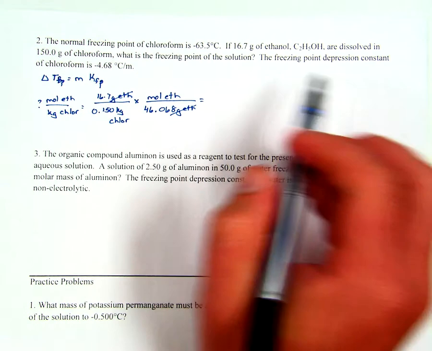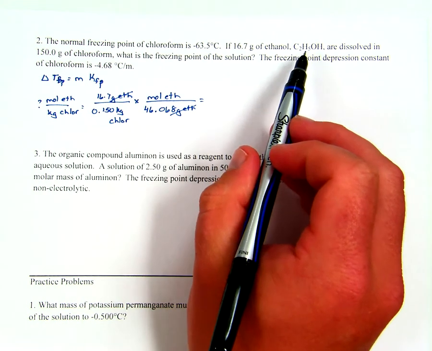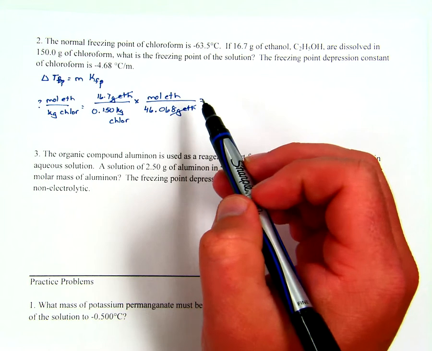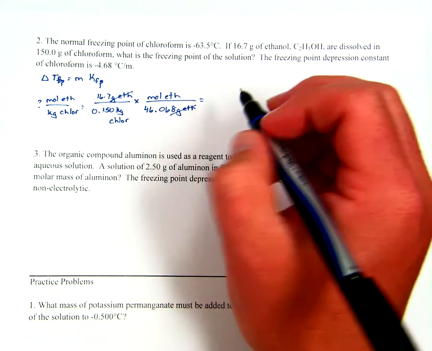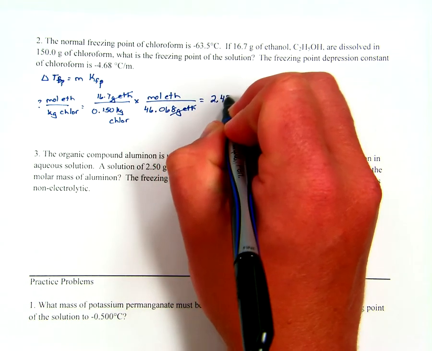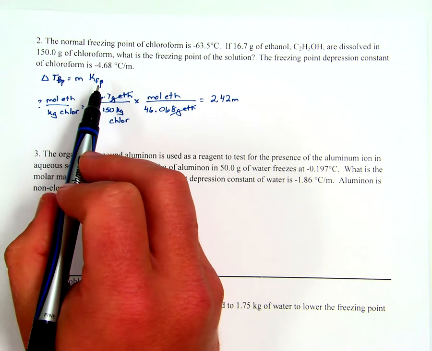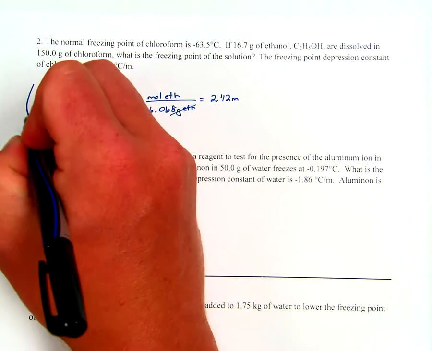Now note that ethanol is not electrolytic, so it's not going to break apart into more particles, so it's just the gram to mole conversion. And this should give you 2.42 molal. From here we can just use our freezing point depression equation. Just slide that down here.